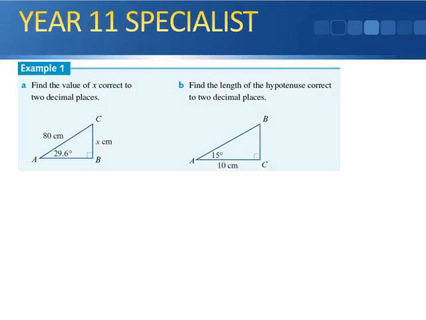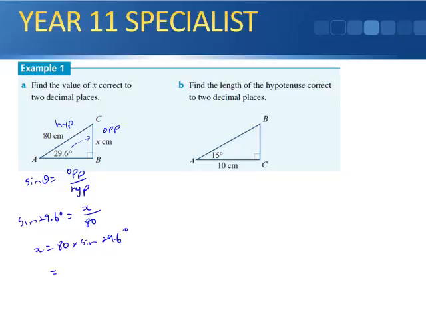Example 1 says find the value of x correct to 2 decimal places. Well, there's our angle. Opposite the angle is the opposite side, and we know that's the hypotenuse. Opposite and hypotenuse is sine, so straight away sine theta equals opposite divided by hypotenuse. So we've got sine 29.6 degrees equals x divided by 80. So x will equal 80 times sine 29.6 degrees. And when we work that out, we should get x equals 39.52 to 2 decimal places.